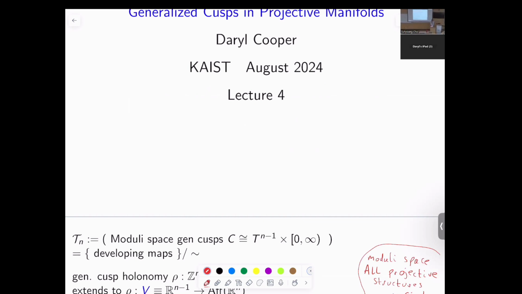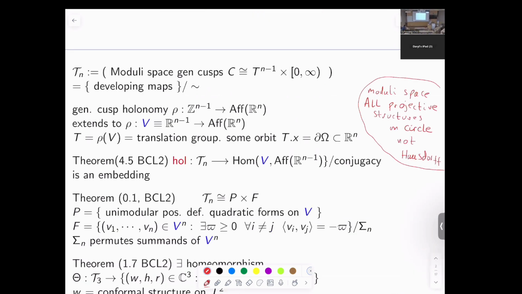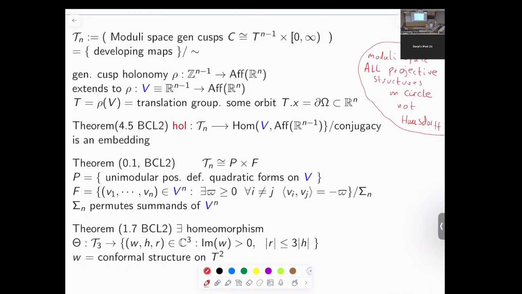So I've been talking about the classification of generalized cusps in projective manifolds, and I've been thinking about the simplest case. The generalized cusp is a non-compact manifold that's the product of a torus together with a ray.